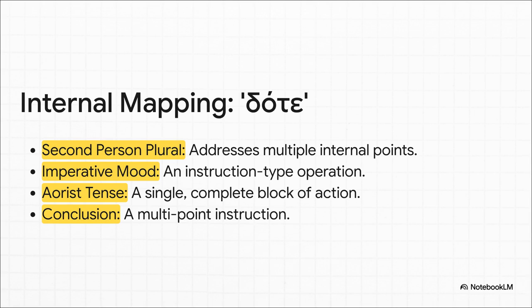Okay, now for the fun part. Let's translate that into our internal coordinate system. Second person plural means the command is addressing the mind directly and at multiple points all at the same time. Imperative mood confirms, yep, this is a direct instruction. And that aorist tense, it tells the mind to process this as one single complete block of action. So when you put all that together, this isn't just a suggestion. According to this model, it's a decisive, multi-point instruction being fired across the entire internal map.